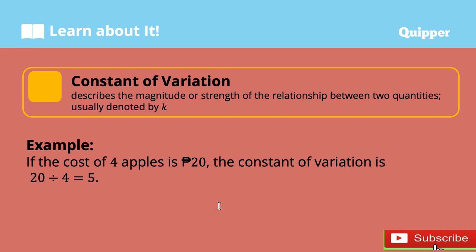Constant of variation. This describes the magnitude or strength of the relationship between two quantities. Usually, this is denoted by k. For example, if the cost of 4 apples is 20 pesos, to get the constant of variation, just divide 20 by 4, which is equal to 5, meaning the price of each apple is 5 pesos. And that 5 pesos, or the price of the apple, is the constant of variation.